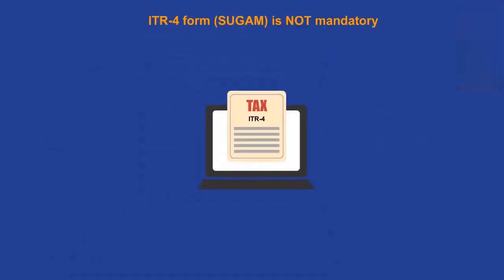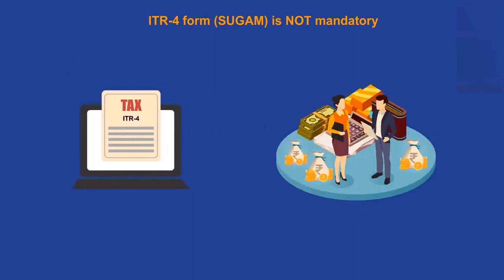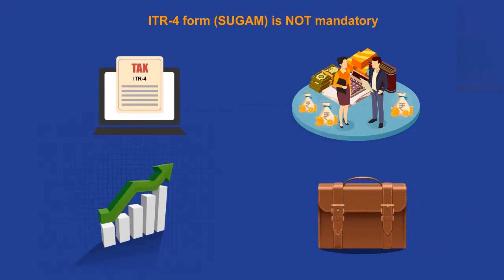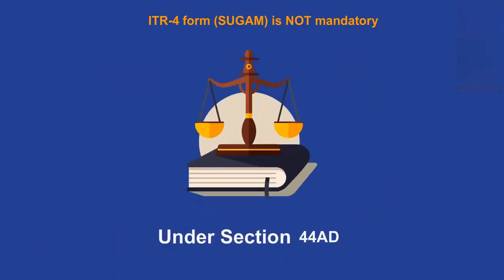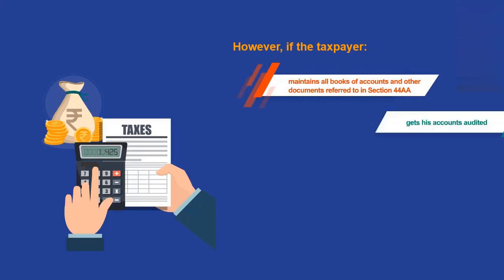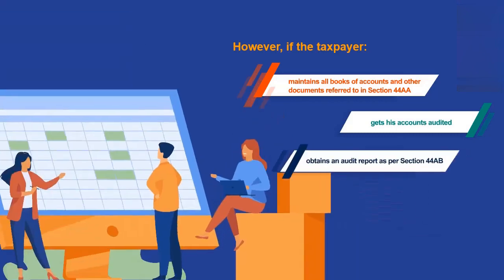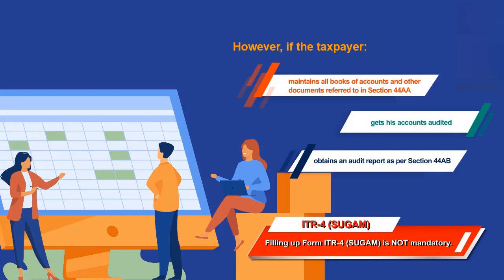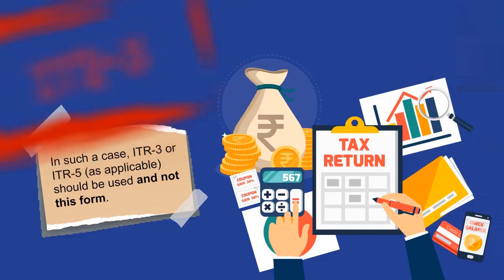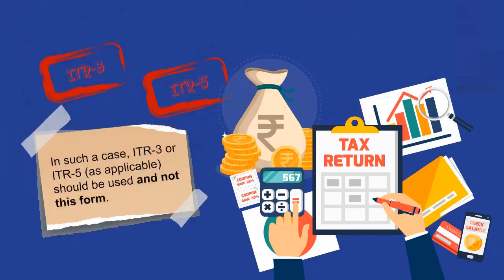It is a simplified return form to be used by a taxpayer, at his option, if he is eligible to declare profits from business and profession on presumptive basis under Section 44AD, 44ADA or 44AE. However, if the taxpayer maintains all books of accounts and other documents referred to in Section 44AA, gets his accounts audited, and obtains an audit report as per Section 44AB, filling up Form ITR 4 is not mandatory. In such a case, other regular return forms, namely ITR 3 or ITR 5, should be used.